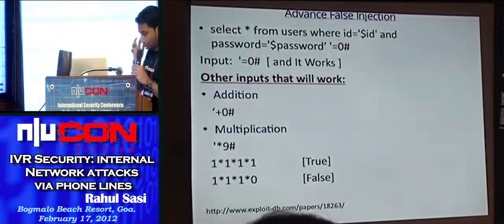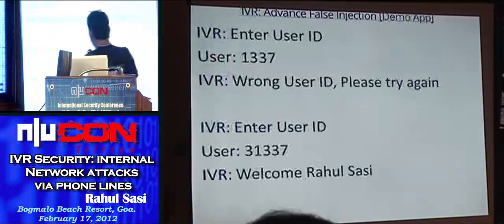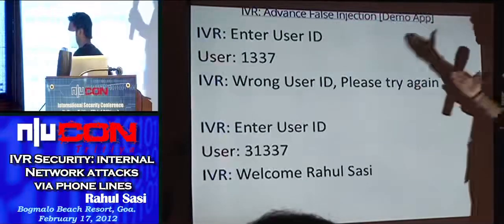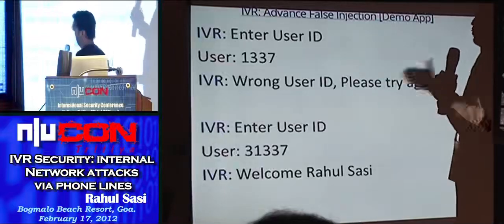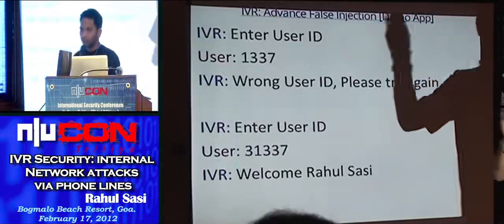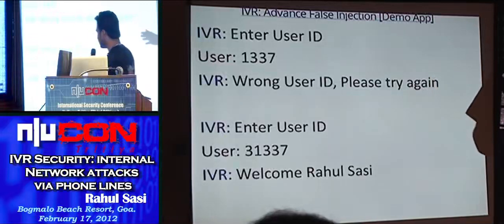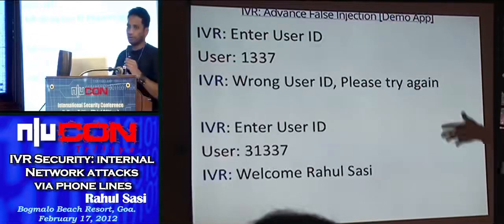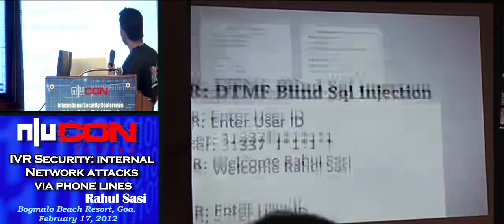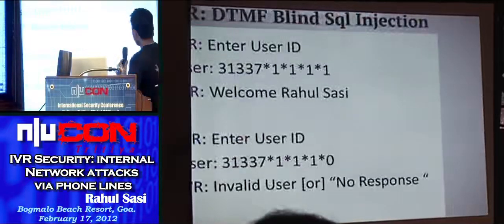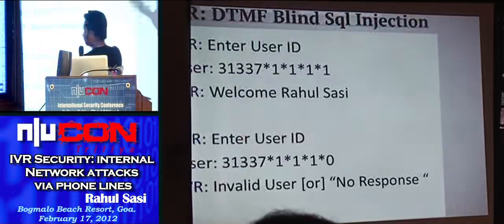So I'll show you a demo application. The demo application which we have built will ask me to enter my user ID. I'll enter a wrong ID, and it will say wrong user ID, please try again, because that particular user ID is not there. Then I'll enter the valid one, and it will welcome me with Welcome Rahul, Sasi, or whatever it is. Now how we test it is right. Oh, this alignment thing is very bad.